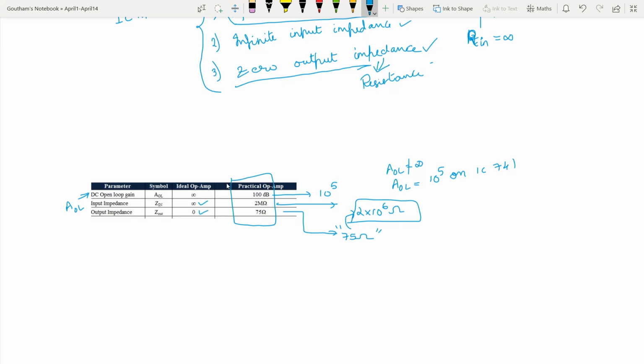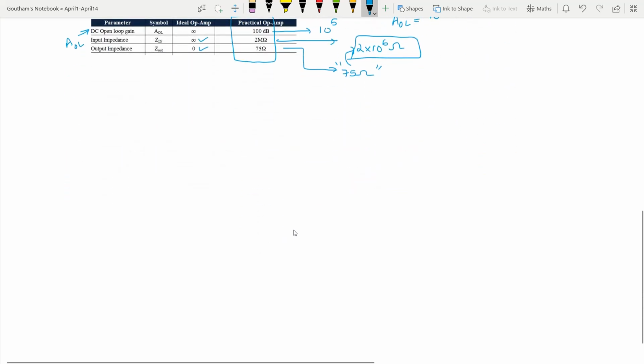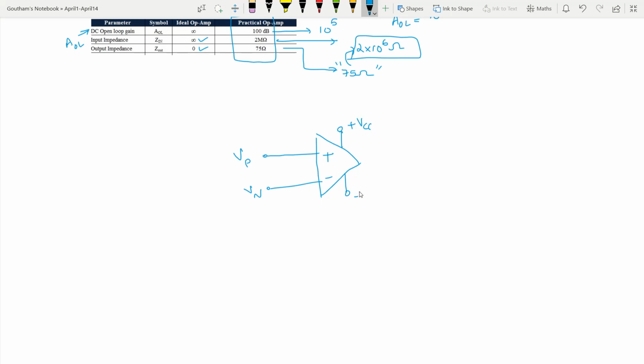Now let us see what happens with the IC741. This is what would be happening on an IC741 in open loop. This is Vp, this is Vn. This is plus VCC, this is minus VCC, and this is Vout. Like we discussed earlier, Vout on an op amp is nothing but AOL times (Vp minus Vn).